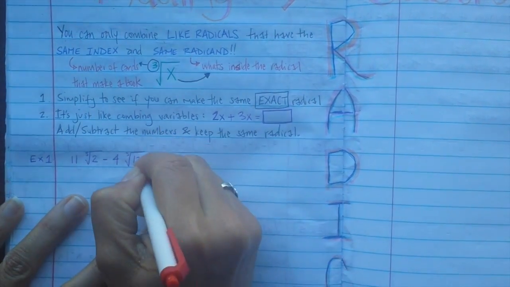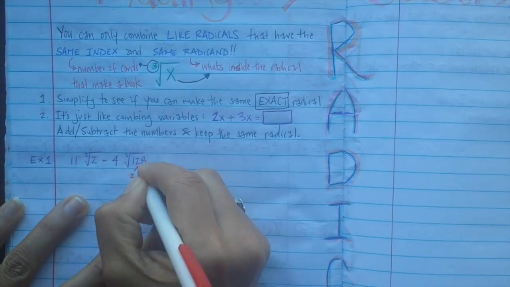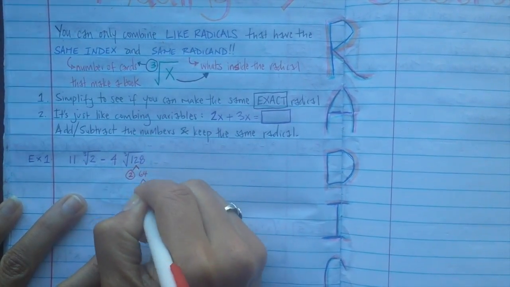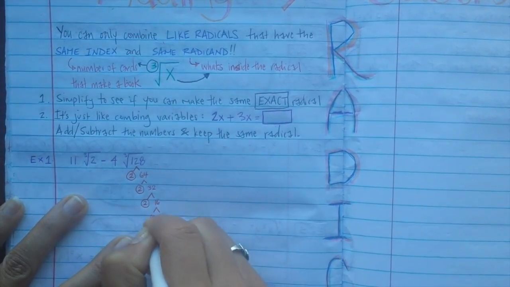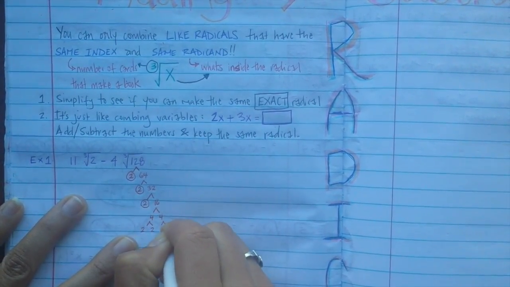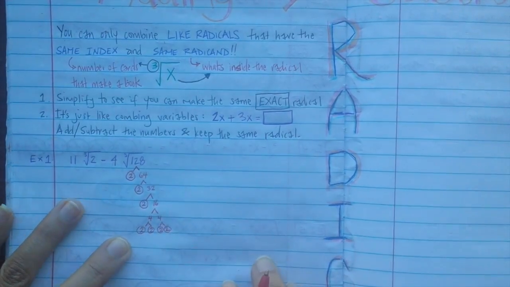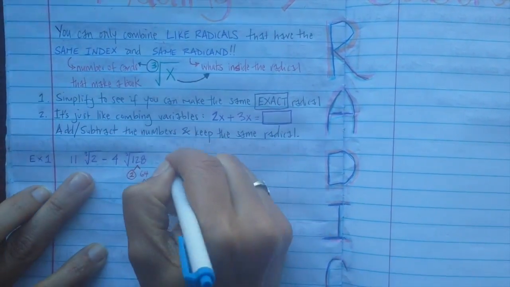So you can break down 2. Let's break down 128. So divide by 2, that's going to be 64. Cut that in half again, that's going to be 32. Cut that in half again, that's going to be 16. That breaks down to 4 and 4, which breaks down 2, 2, 2, 2. And there are many ways you can get to that exact same answer, as long as you keep breaking it down until you can't break it down anymore.